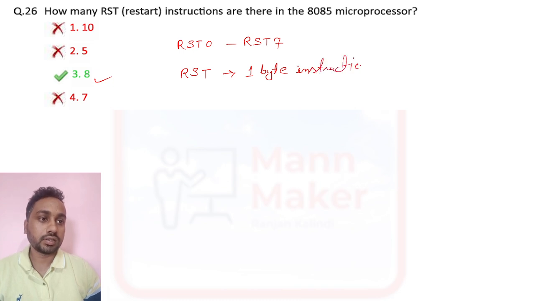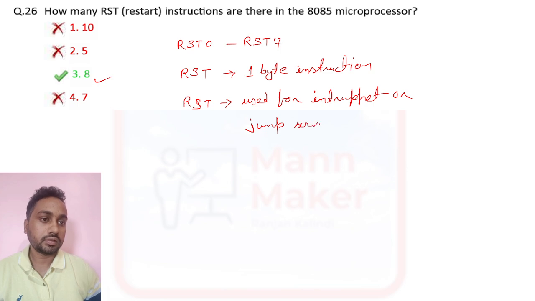Like that also a question may come. Apart from that, RST is used for interrupt or jump to service routine. Just remember this thing, a question may come from this side also. It is used for interrupt or jump to service routine, and it is a 1 byte instruction.